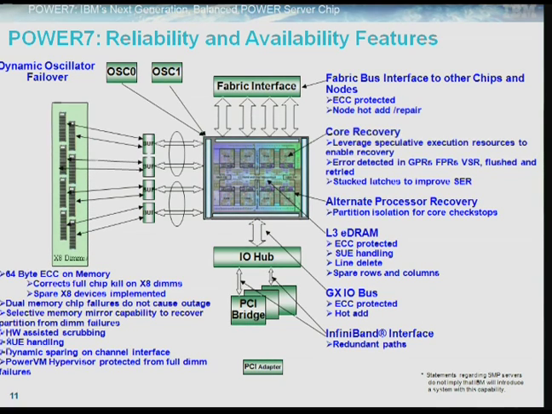Power 7 offers all the RAS features of previous generations, such as core recovery, sparing, hot node add and repair, and redundant oscillators. The new on-chip EDRAM continues IBM's tradition of high reliability, providing ECC on all data to protect against soft errors. Spare rows, columns, and a line delete feature are available to deal with hard errors.